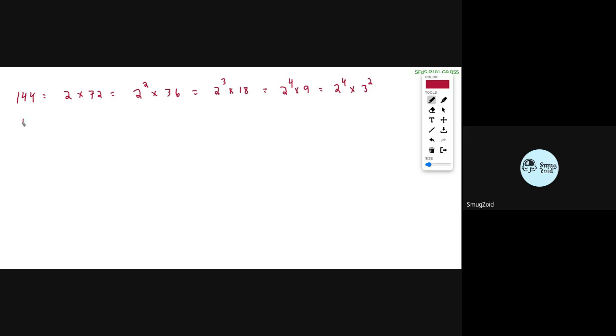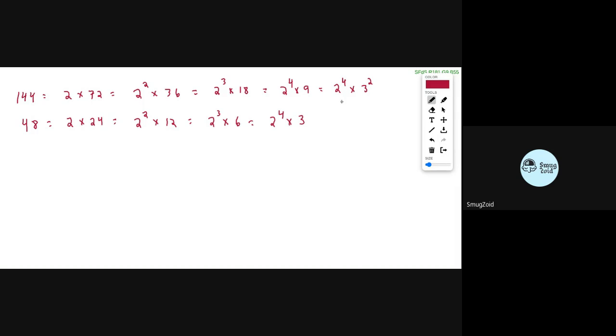Let's do 48. I'm using the same concept. Okay. Half of 48 would be 2 times 24. 24 cut in half would be 12. So I'm going to put a 2 over here, right? So it'd be 2 squared times 12. If I do this again, it would be what? A 6. So I can go 2 cubed times 6. If I break it in half again, it'd be equal to 2 to the 4 times 3.